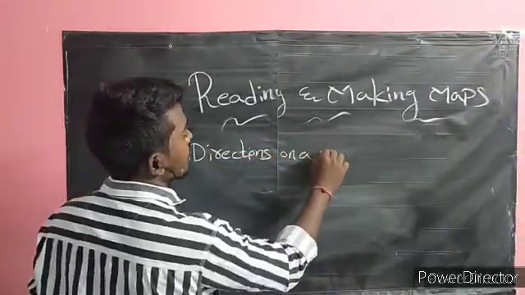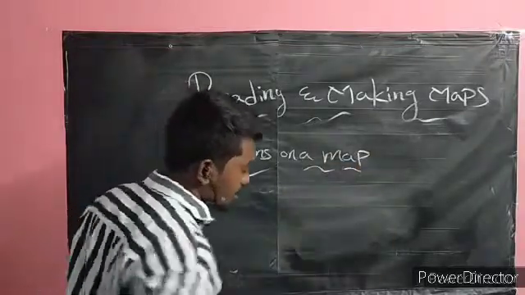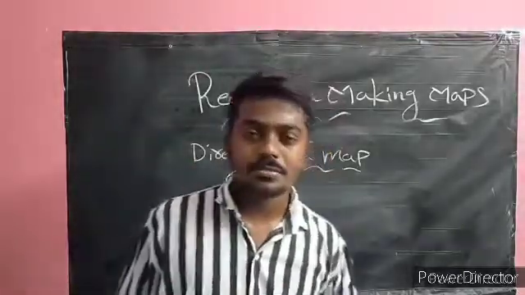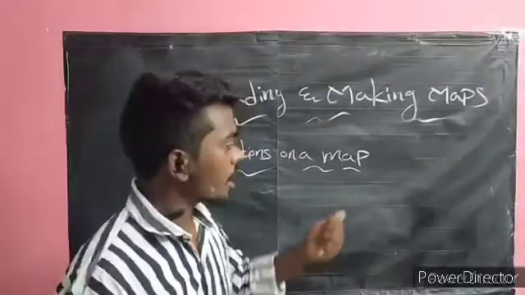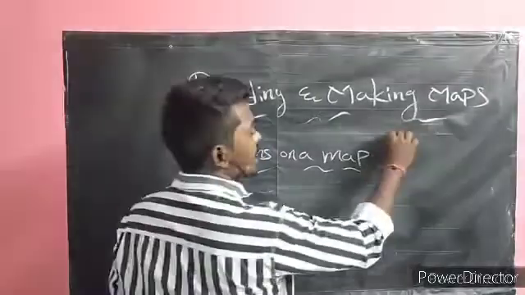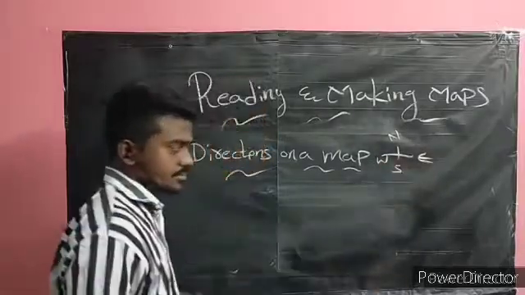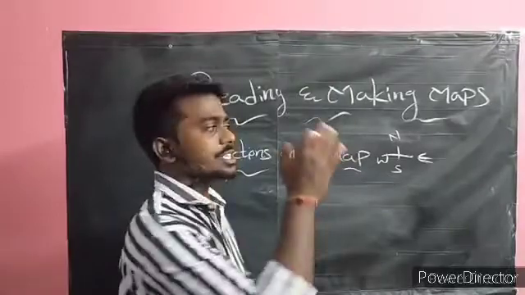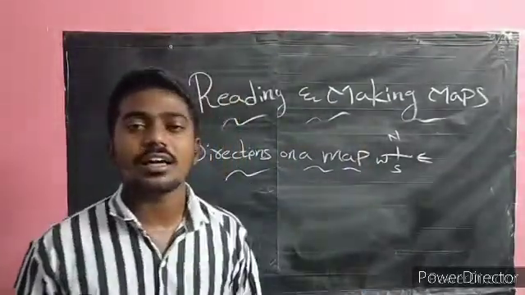Directions on a map. Usually you know the maps are prepared with east, west, north, south. Come to the blackboard: north, south, east, west. North will go to the top, east will go to this side, the right hand side, and west will go to the left hand side.